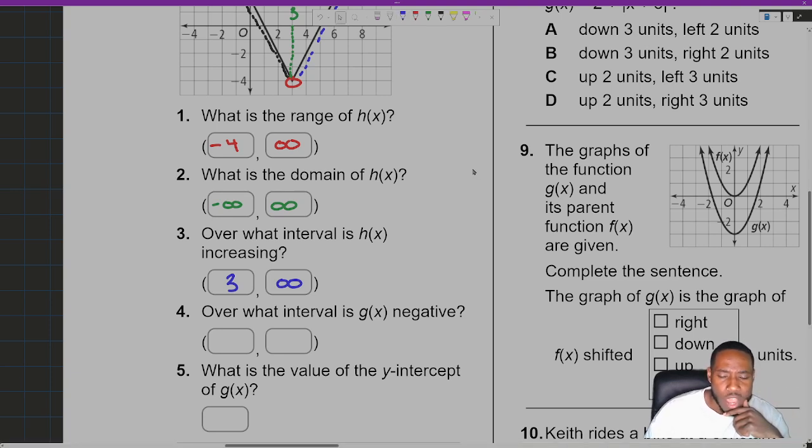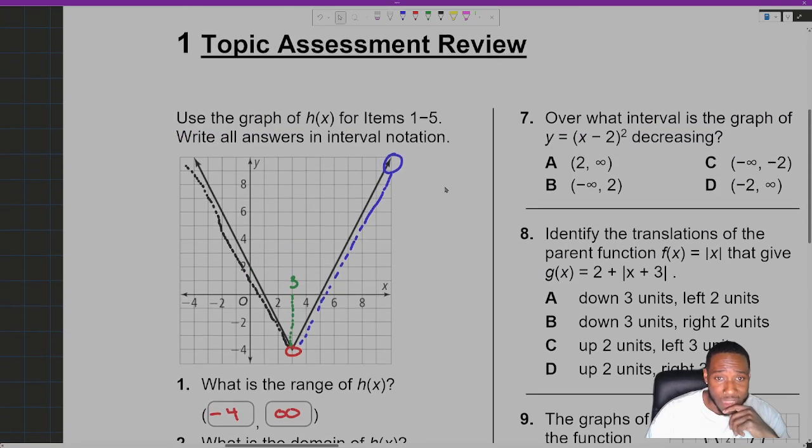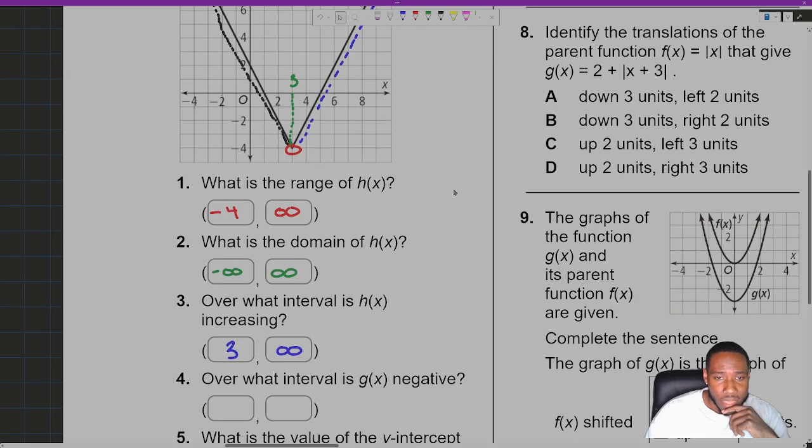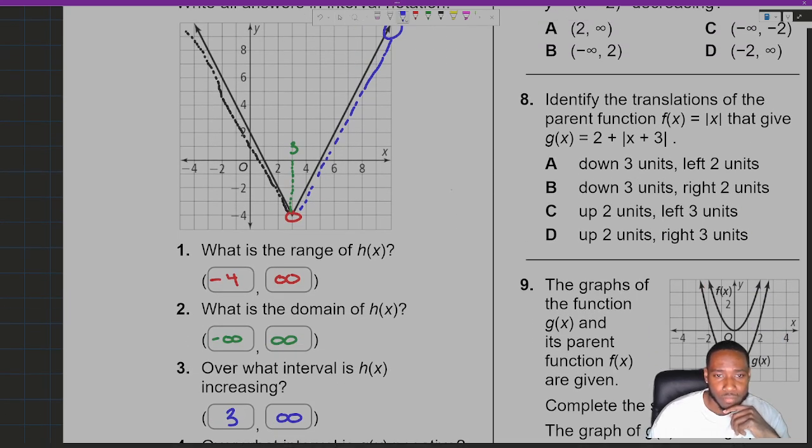Number 4 says, over what interval is g of x, supposed to say h of x, negative. And so now we're looking for all the places where our graph is negative, that means below the x-axis.